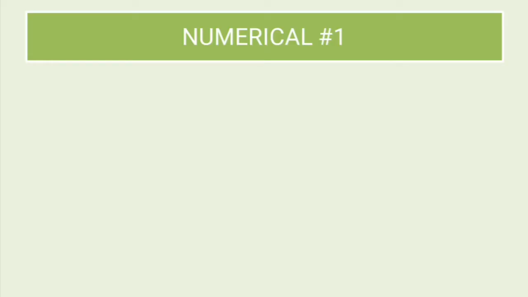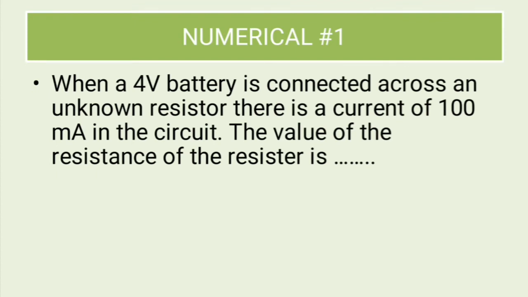So starting with first problem, when a 4-volt battery is connected across an unknown resistor, there is a current of 100 milliampere in the circuit. The value of the resistance of the resistor is, so what we have to find here? We have to find the resistance of a resistor. And what is given? The potential difference and current.